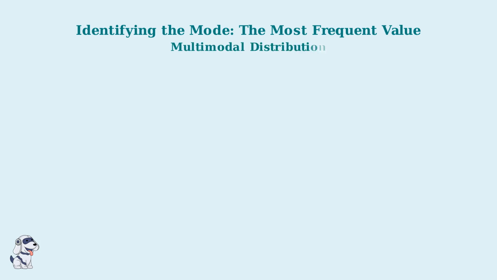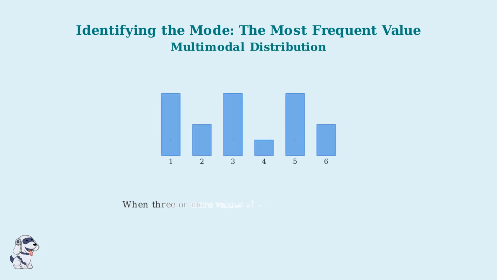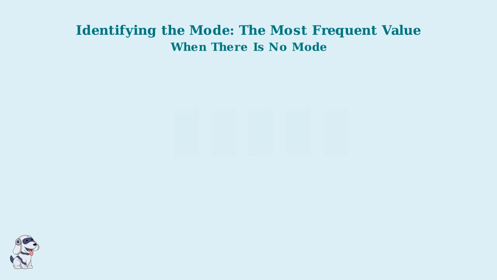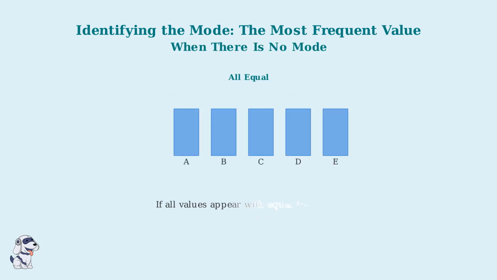A dataset can also be multimodal, having 3 or more modes. This happens when 3 or more values occur with the same highest frequency. The graph shows 3 distinct clusters, each representing a different mode. Sometimes a dataset has no mode at all. This occurs when all values appear with equal frequency, meaning no single value is more common than the others.